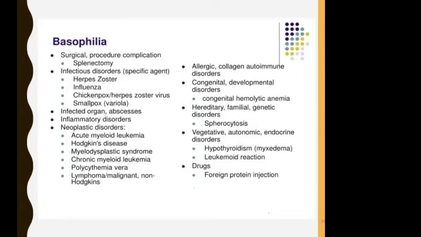So what do they do? The primary function of basophils is to secrete chemical mediators. The most famous ones are histamine and heparin, and they do that in response to allergens and some parasites, okay? So what's the main function? They function mainly in allergic reactions. They're involved in immediate hypersensitivity.